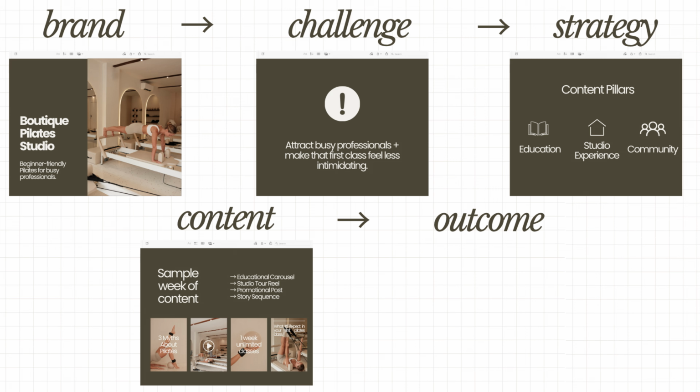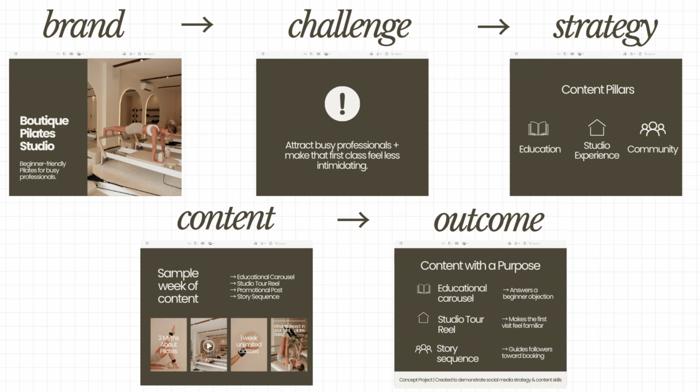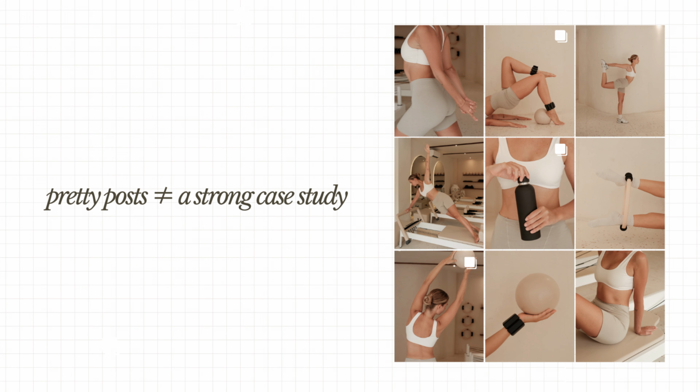So a real concept, a carousel, a promotional post, sample captions, a story sequence, or a mini content calendar. Then explain 1 or 2 decisions. Maybe the educational carousel answers a common beginner objection, or maybe the reel uses a studio tour to reduce uncertainty for first-time visitors. Maybe the story sequence leads people to book an introductory class. That is much more convincing than showing 9 attractive squares with no explanation.